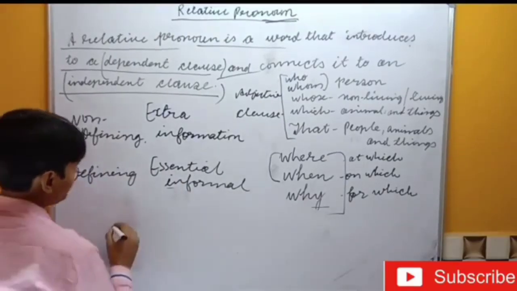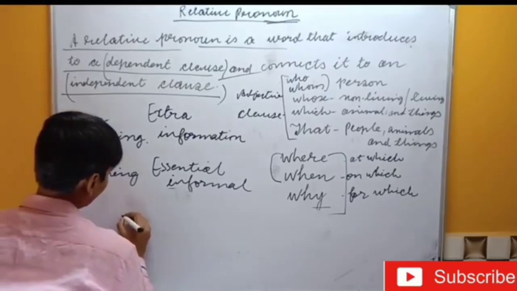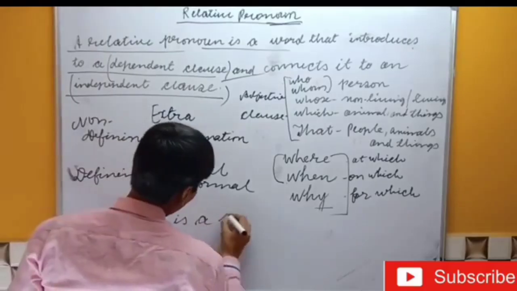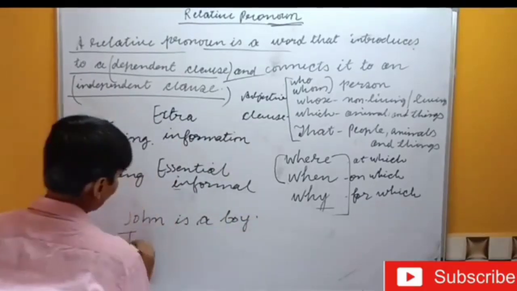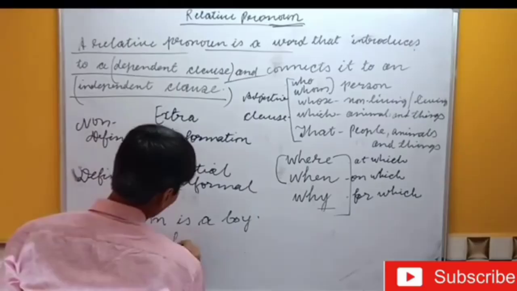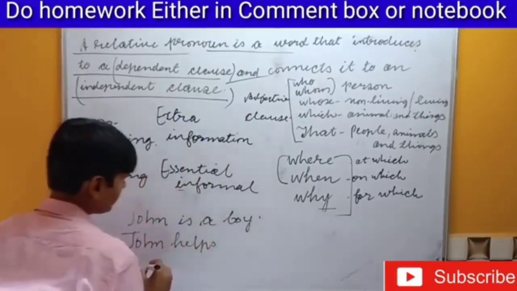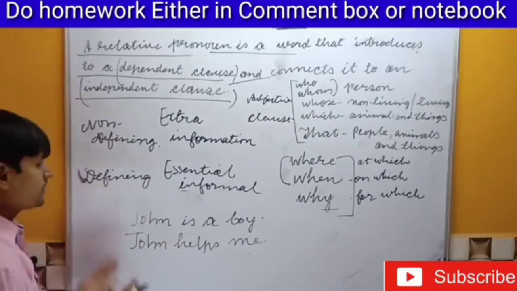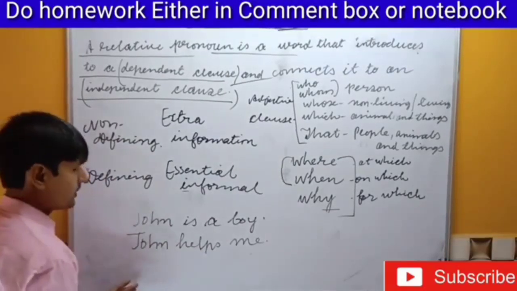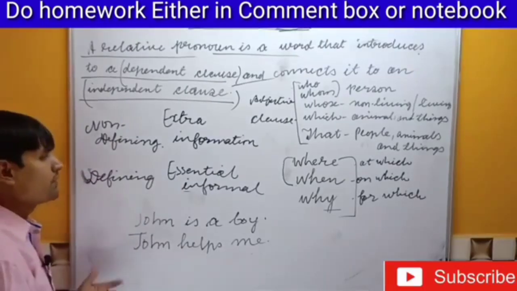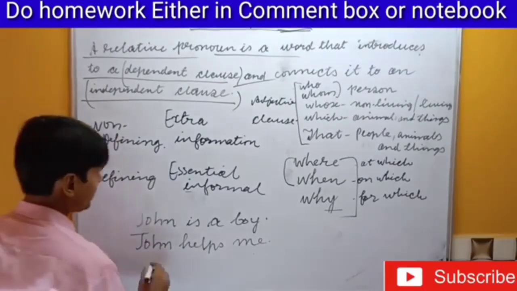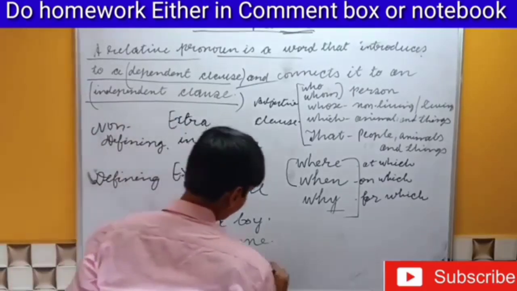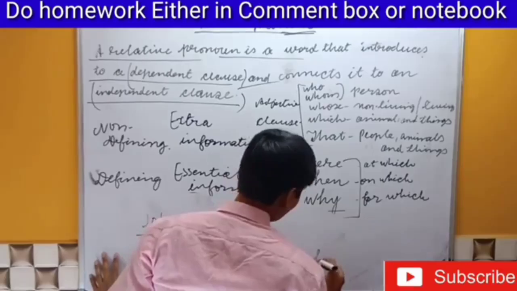For example, if you write, John is a boy. John helps me. So you can connect them with the help of a relative pronoun. You can use it here after remembering what I have taught you so far. You can write, John, who is a boy, helps me.